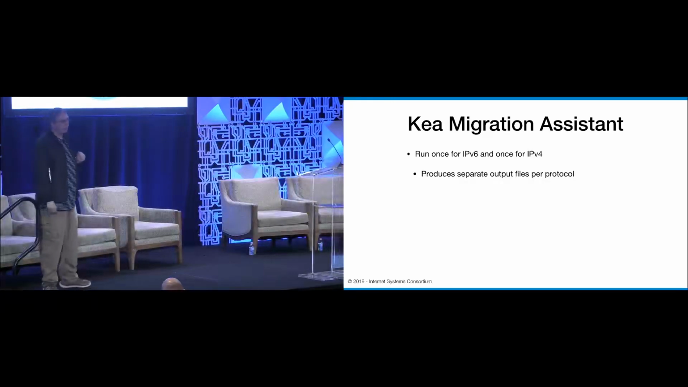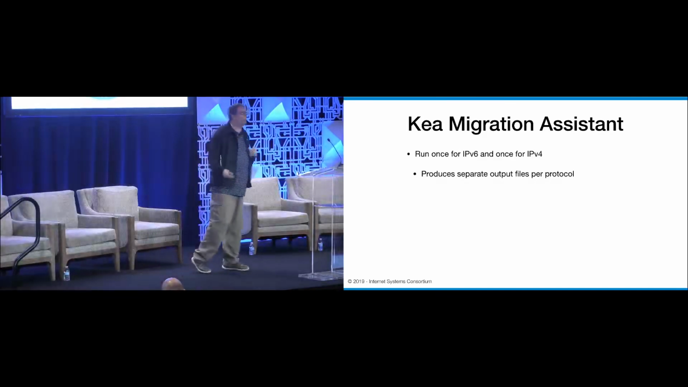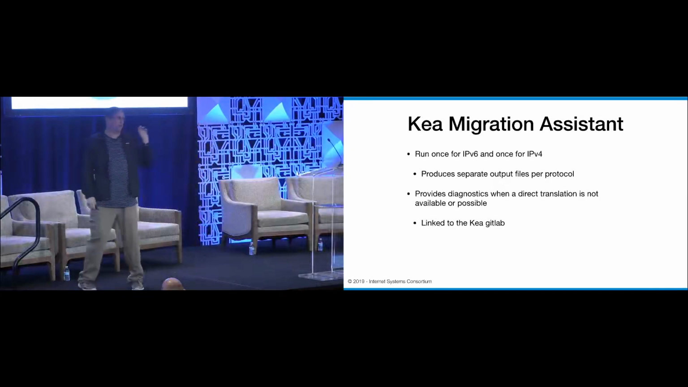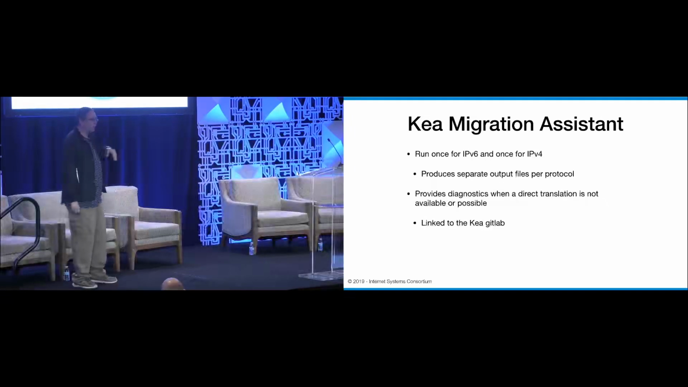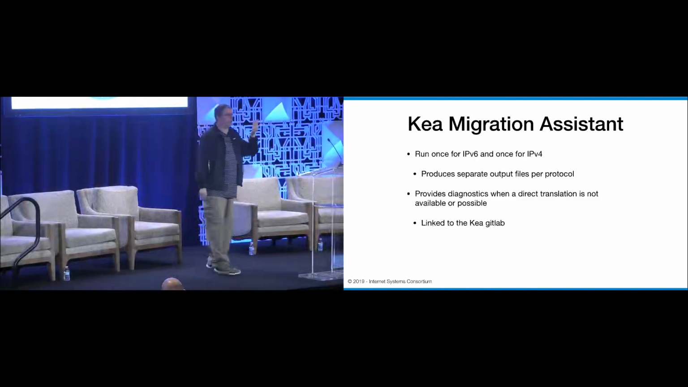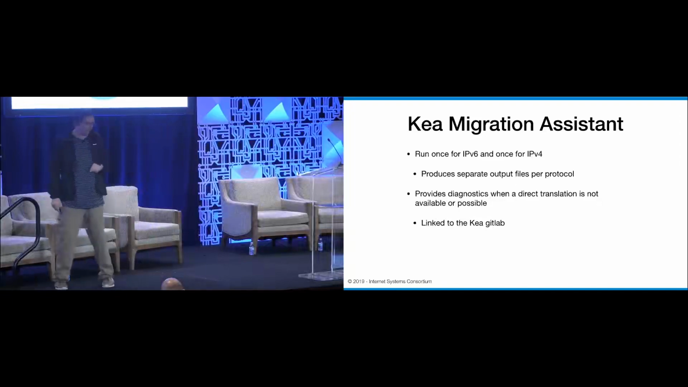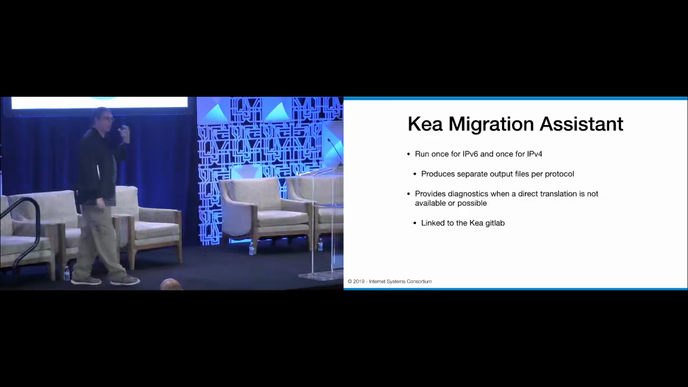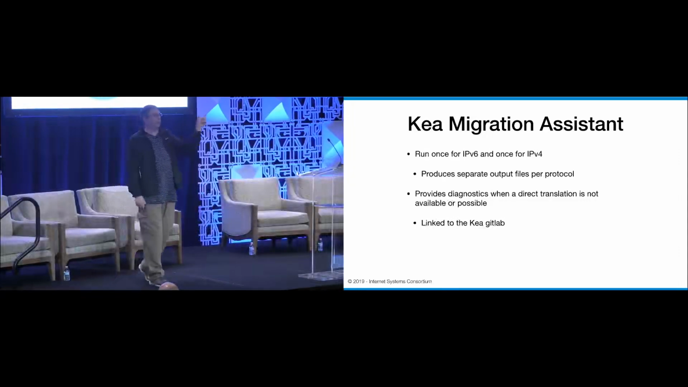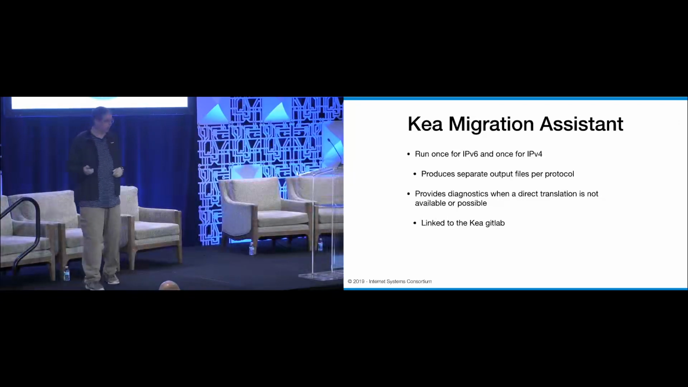So when you run KEA-MA, you're going to run it once to create the IPv6 version of your configuration and once to create the IPv4 version. It recognizes when there is a known issue: here is something in the ISC DHCP configuration that does not translate to Kea. And the neat thing about this is it is actually linked to the Kea GitLab. So when you run KEA-MA, it produces an output file, and in that file, it gives you the issue number that is associated with the given problem.